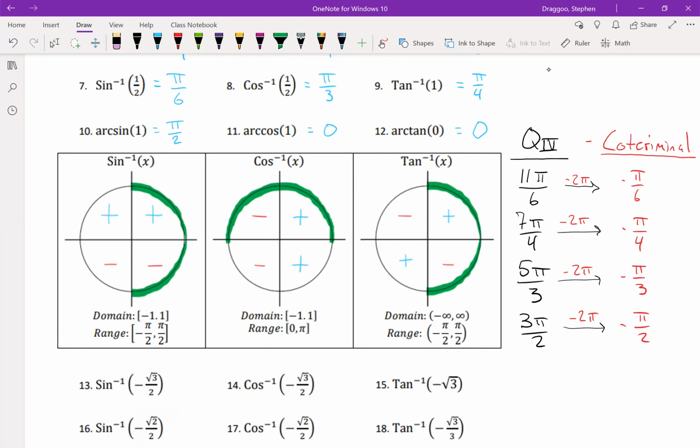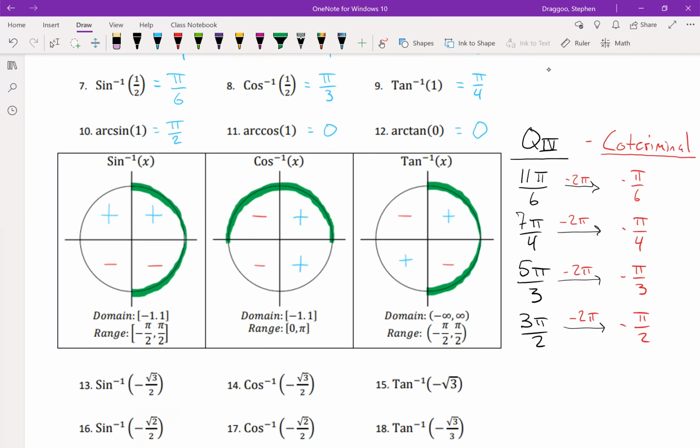But going off the point from a moment ago, where tangent is undefined at pi over 2 and negative pi over 2, I'm going to use open parentheses on the range because I don't want to include either of those values in the range of tangent inverse, which is the slight difference from sine inverse.